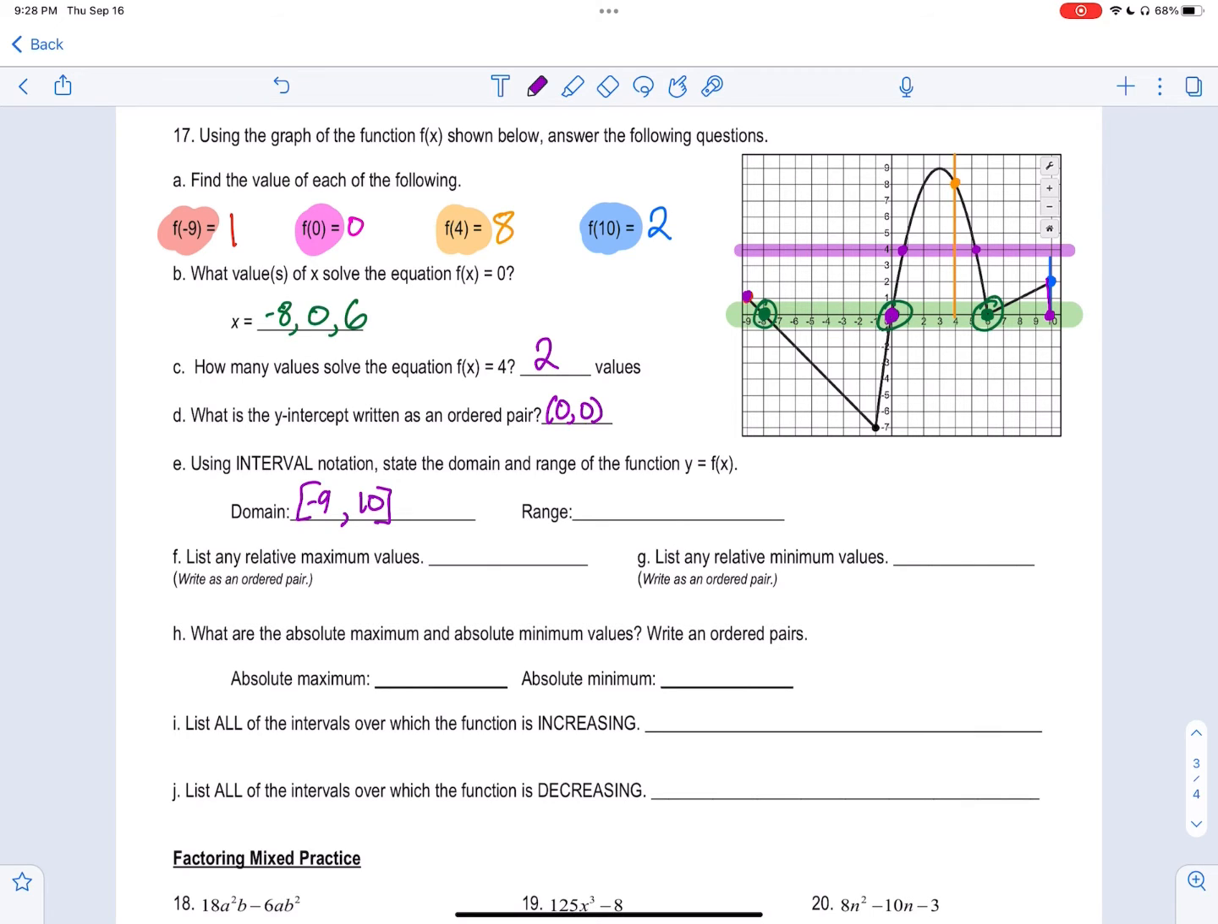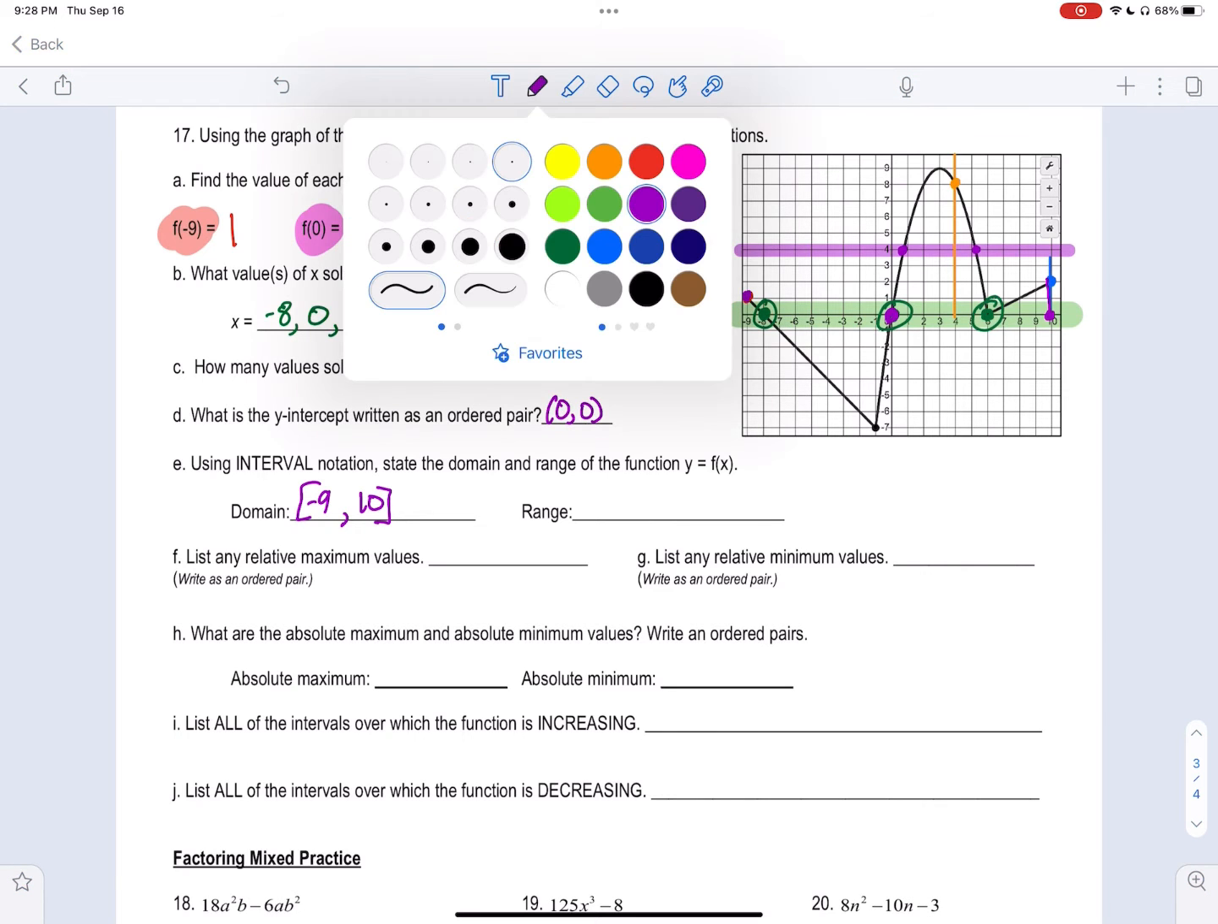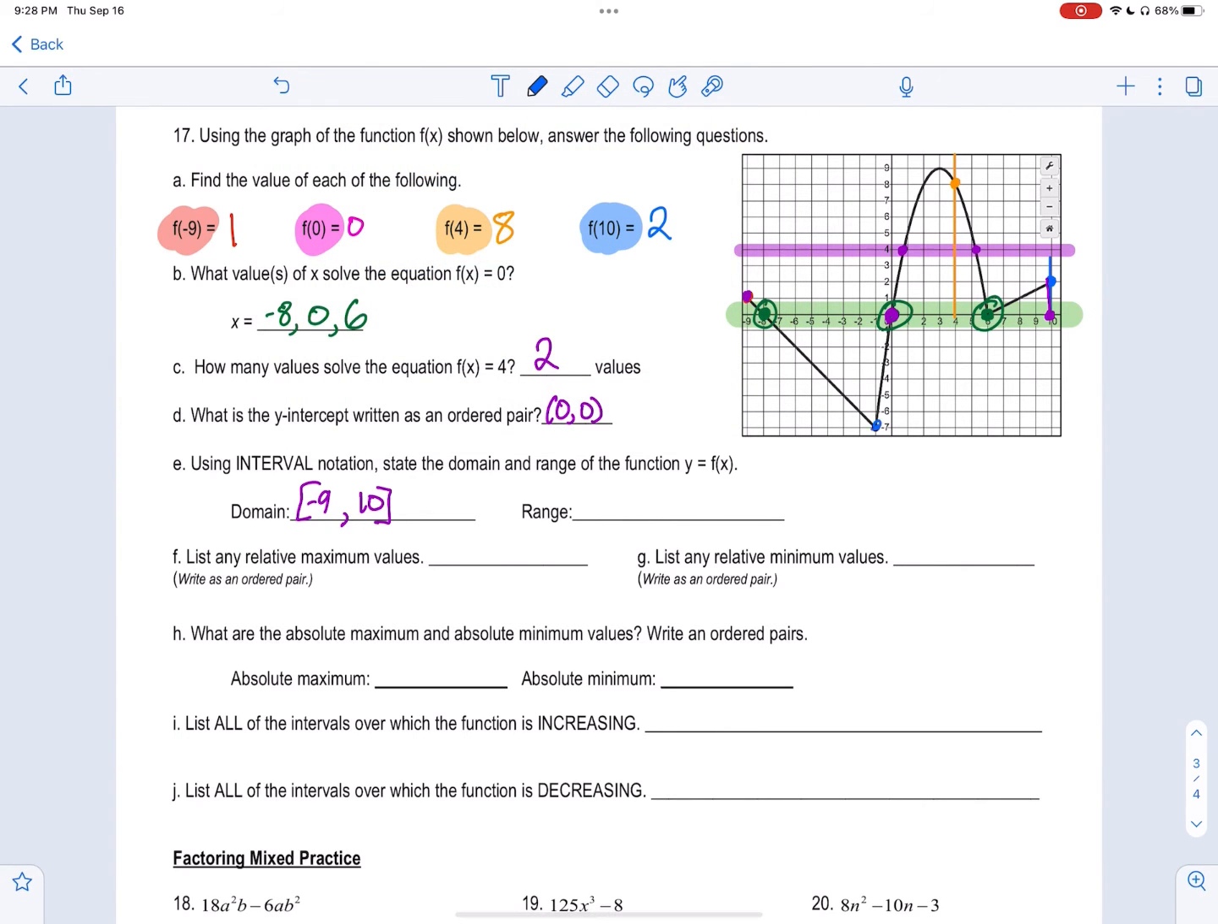And when we take a look at the range, we just want to know the lowest and the highest possible y values. So I want to know, how low can the graph go? Does it go down low? And how high does it go? What's the maximum?